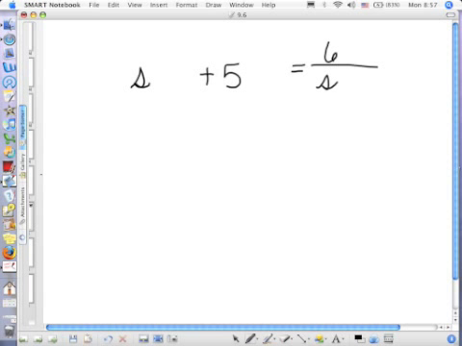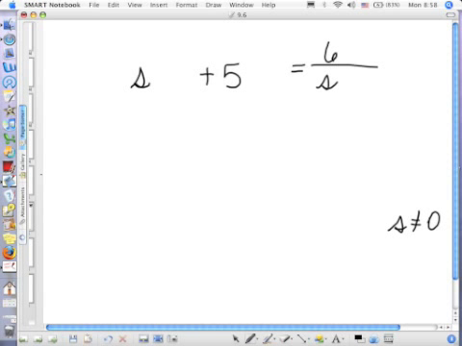How many terms are in this problem? 3 terms. Okay, big plus signs, big equal signs, minus signs by themselves separate your terms. So when I find my common denominator, which is s, I'm going to multiply all 3 terms by s. But what can s not equal? s cannot equal 0.